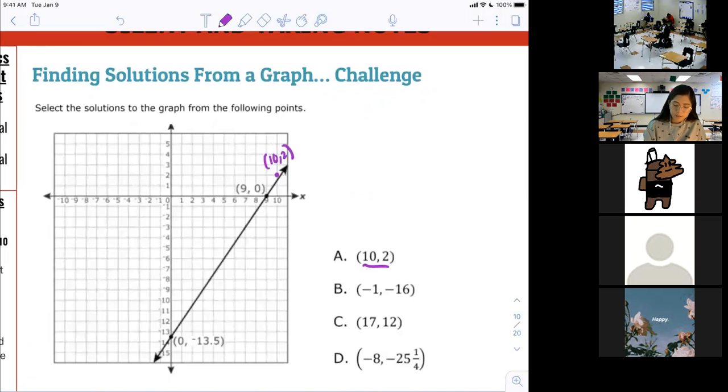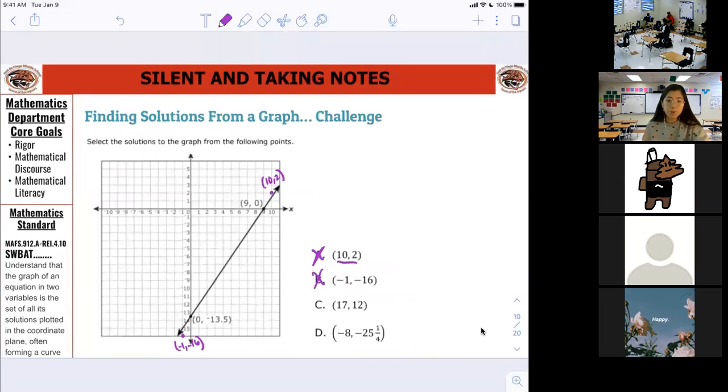So A, we already know that's out. What about B? Can you kind of check B? Yeah, if you go to B, -1, comma -16, it doesn't actually. It's right under. C, you can't even see. And then D, -8, comma -25, we can't be so sure because that's off the graph. And then C is also off the graph. So notice, visually, we can already eliminate 2 answer choices.